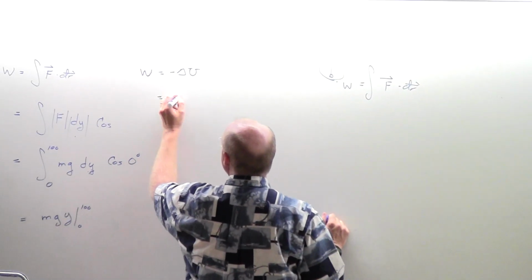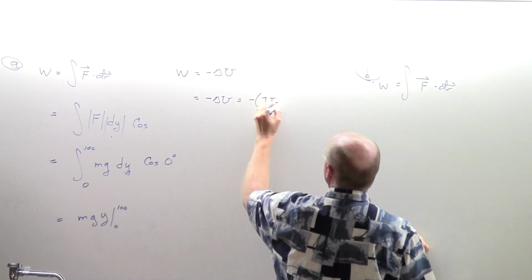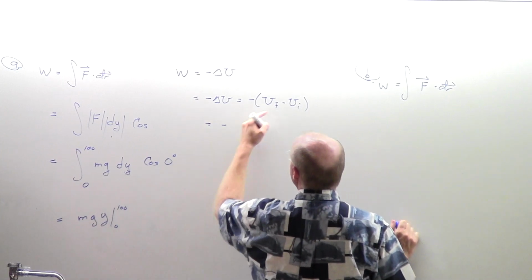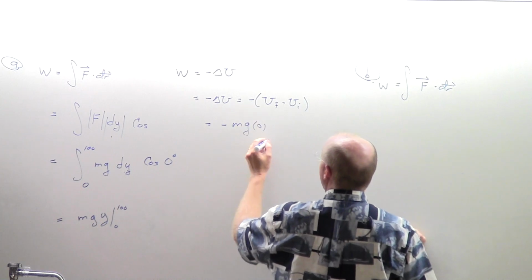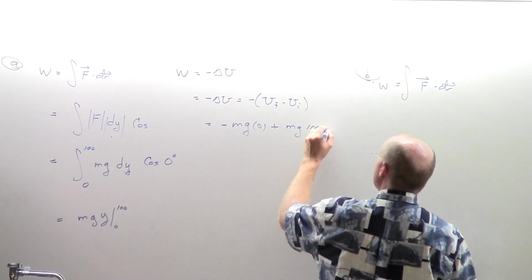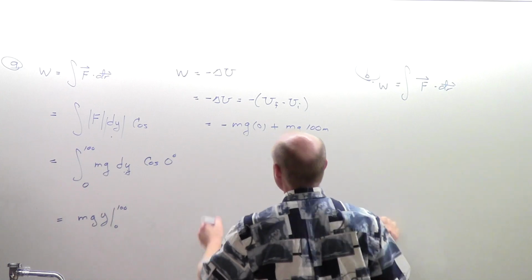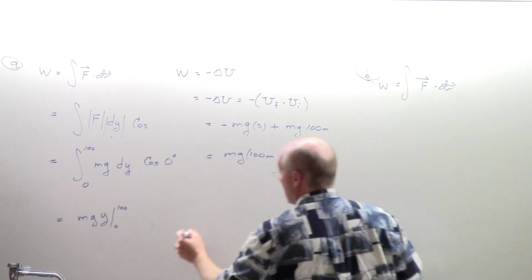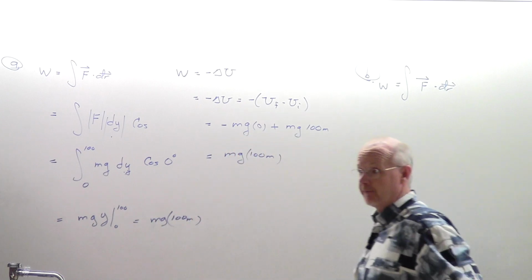This would be a negative of the change in potential energy. And so it would be final minus initial. And so my final might be mg0. My initial would be mg times 100 meters. And so sure enough, I get the same thing whether I do it any of these three options that I've put in front of you.